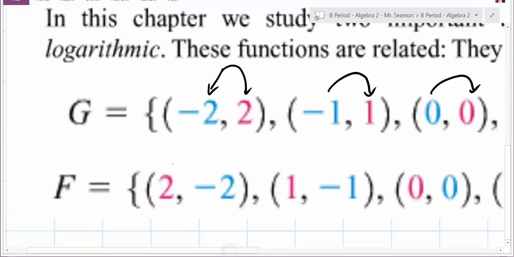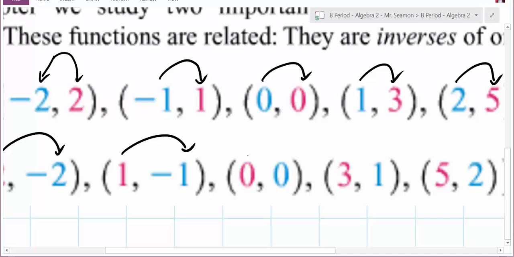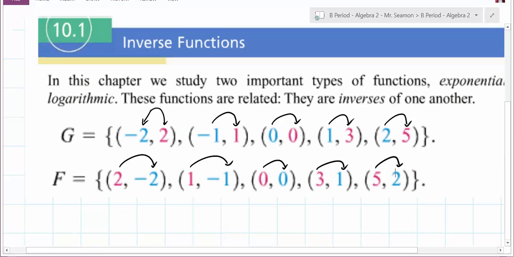When you plug in 2, what do you get out? -2. So what do you see, a sort of relation between these two? They're kind of opposite sorts. They go in reverse. f undoes g. If g takes you from A to B, f takes you from B back to A.